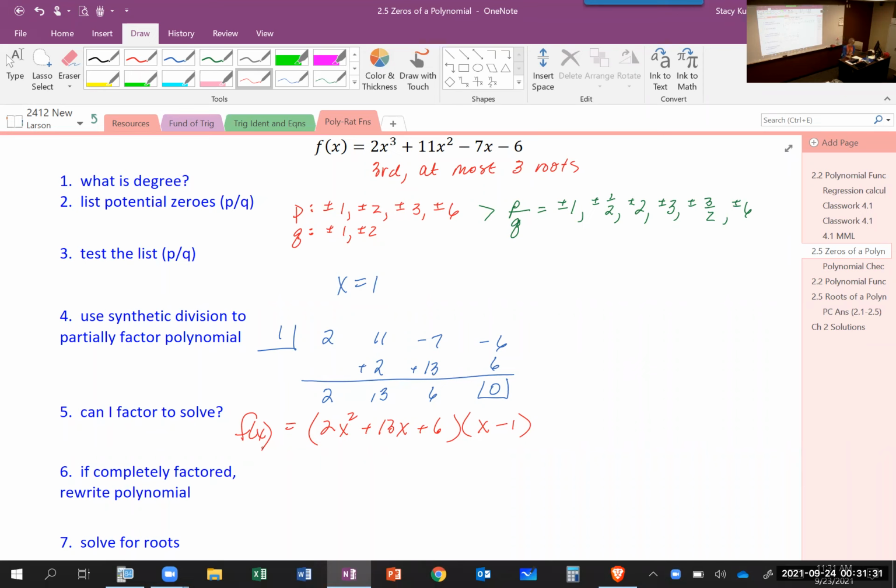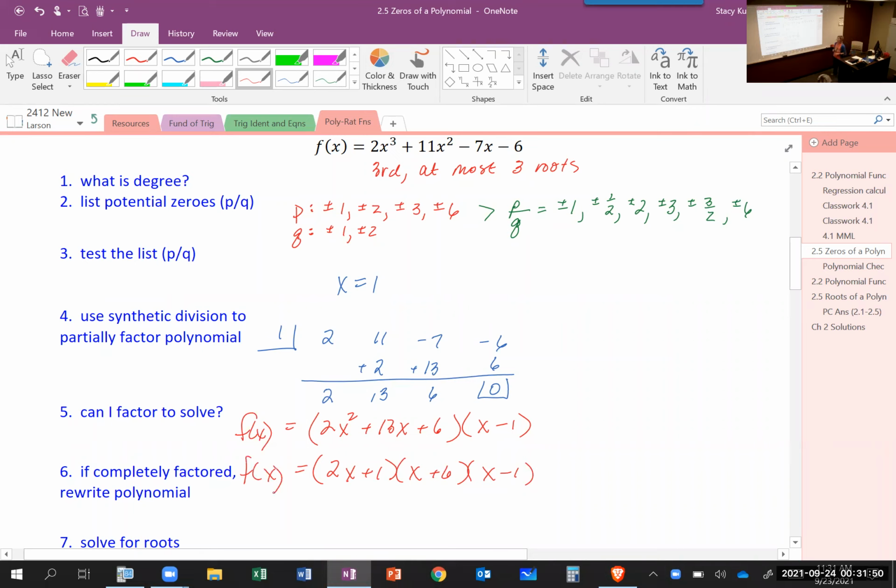So it turns out, yes, I can factor this trinomial. That's going to factor into 2x plus 1 times x plus 6 times the x minus 1 that I had.